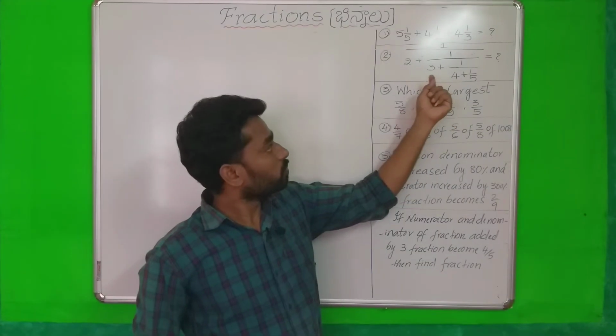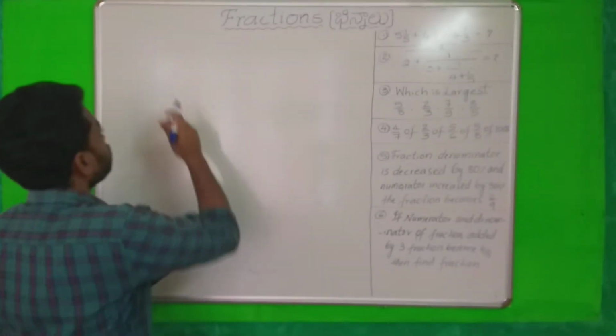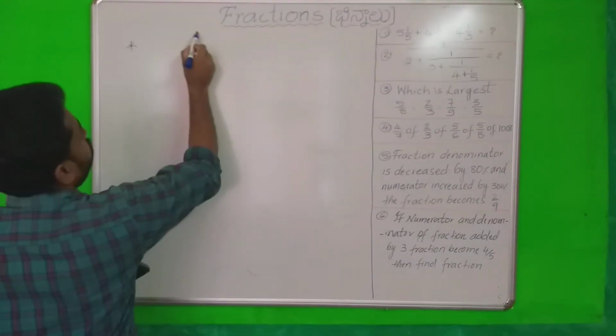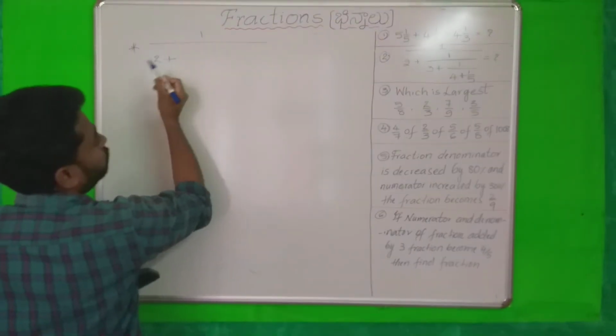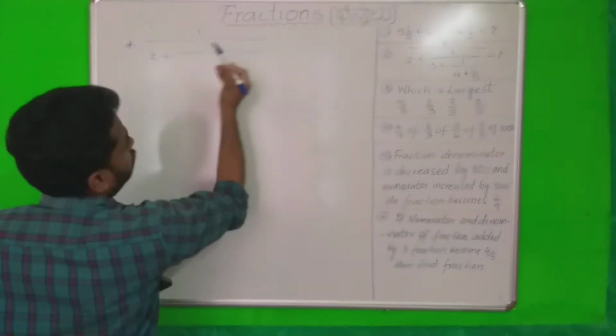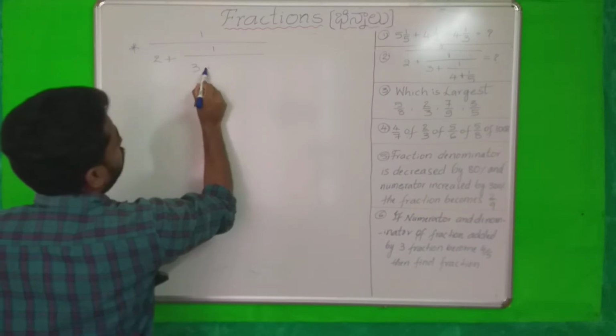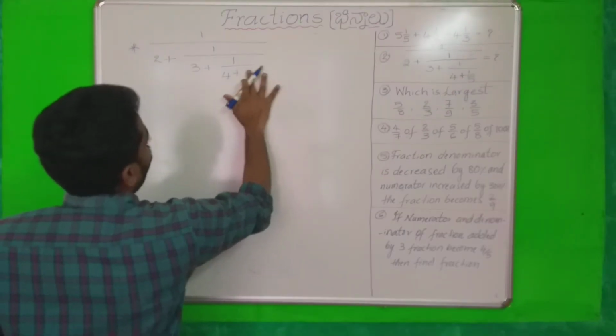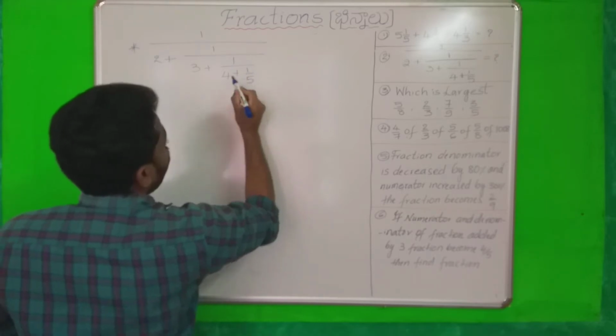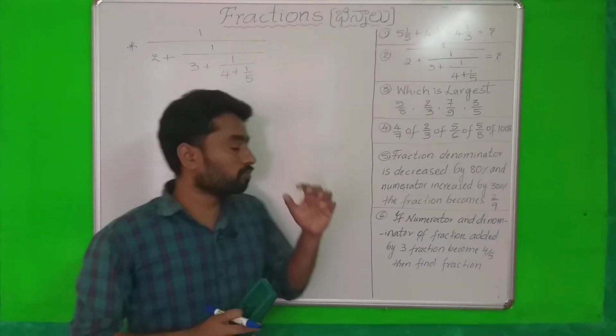Okay, now this is one of the important problems. I am going to explain that. Many times we can observe this problem in competitive exams. 1 by 2 plus 1 by 3 plus 1 by 4 plus 1 by 5. For this problem you have to come from down.